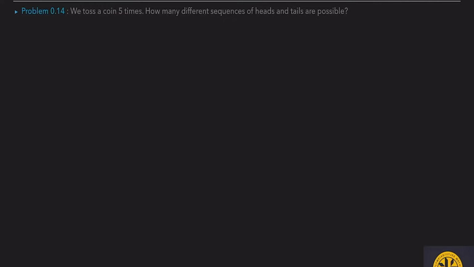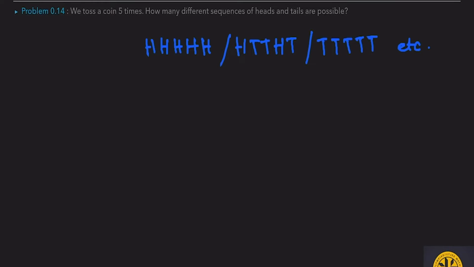Let's get started. Let's look at the new variant of problems. The first one: we toss a coin 5 times. How many different sequences of heads and tails are possible? The sequence here means H, H, H, H, H, or it could be H, T, T, H, T, or it could be T, T, T, T, T, etc. Let's denote the head as H and the tail as T.